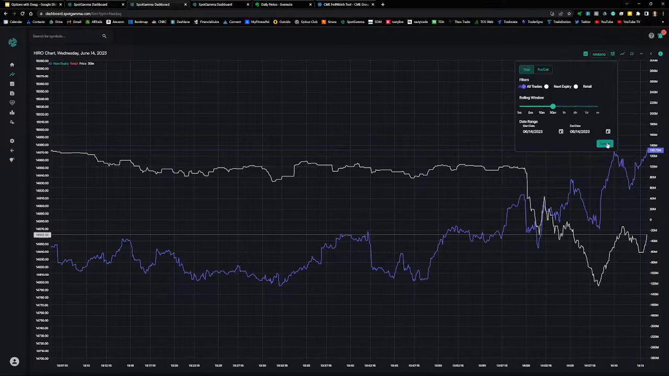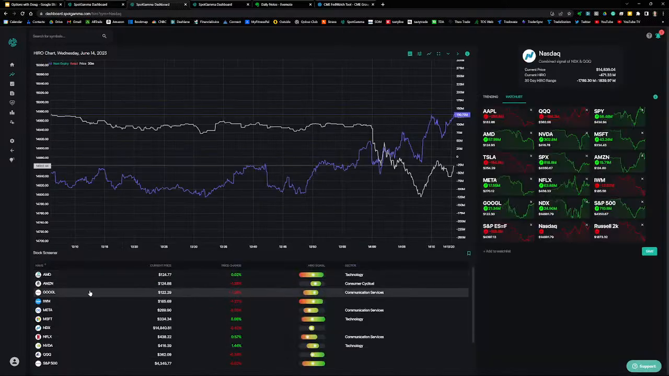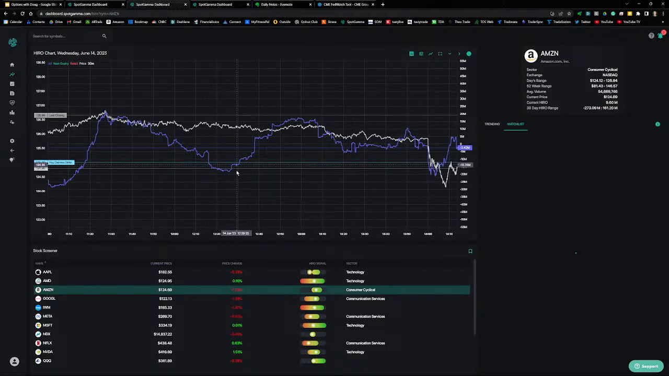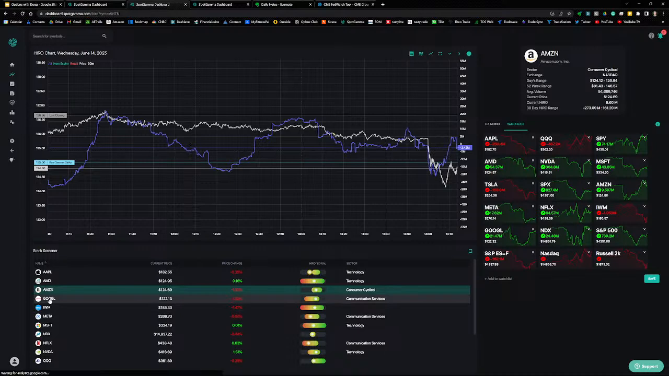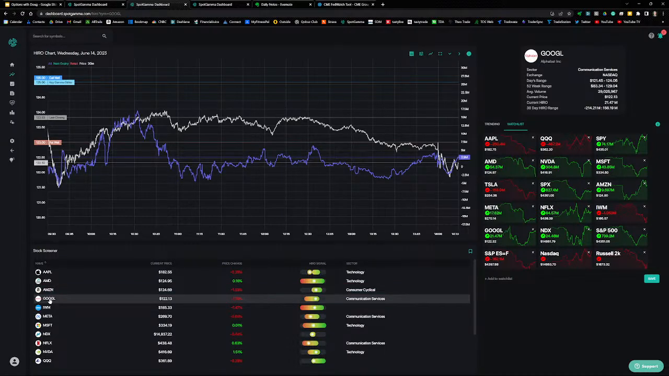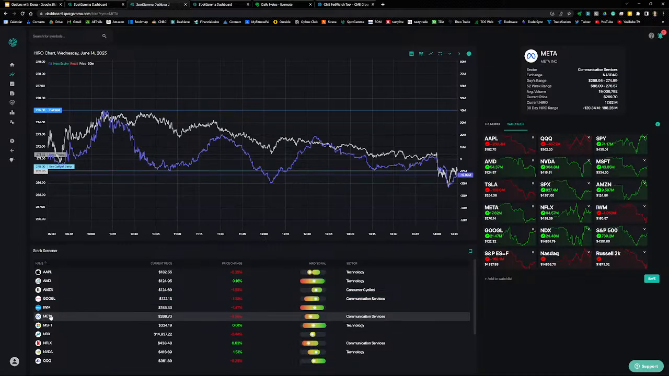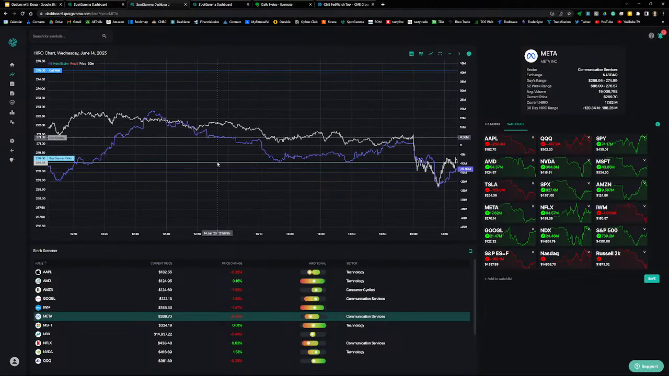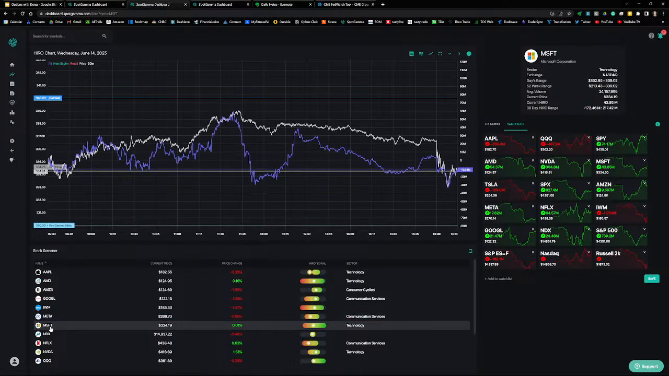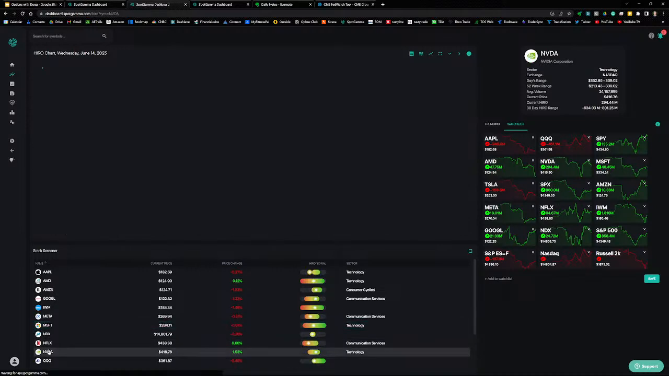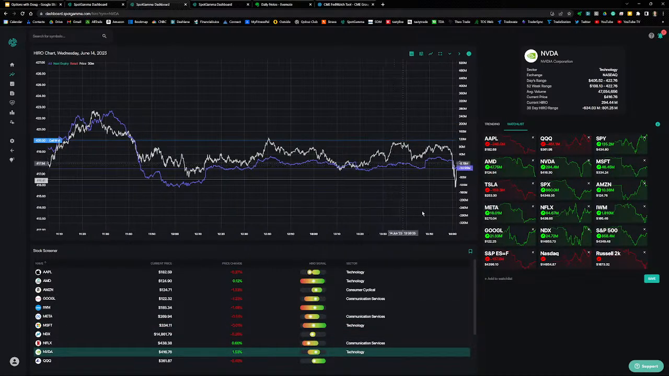Let's just take a look at some of the large cap tech stocks. Amazon was shifting higher, now maybe moving lower. Google moving higher. Meta, the line also turning up. And the line has leveled off for NVIDIA.